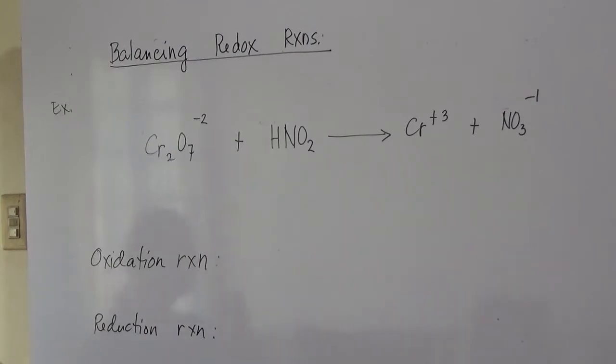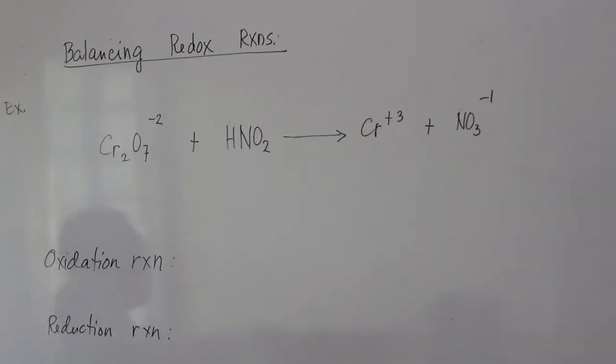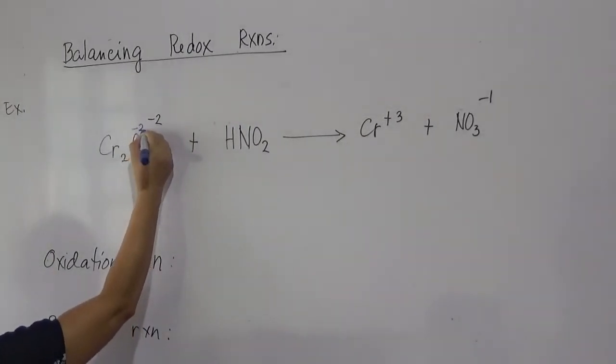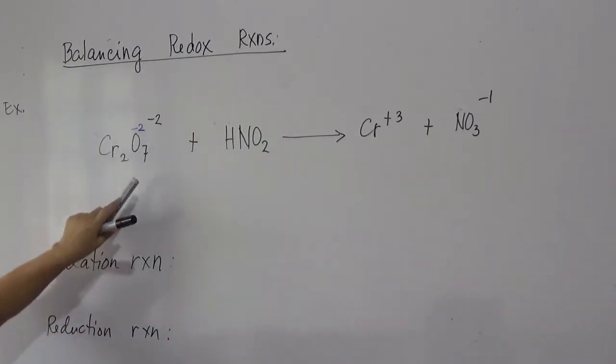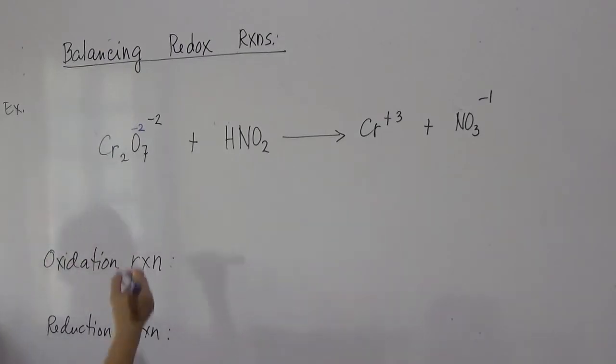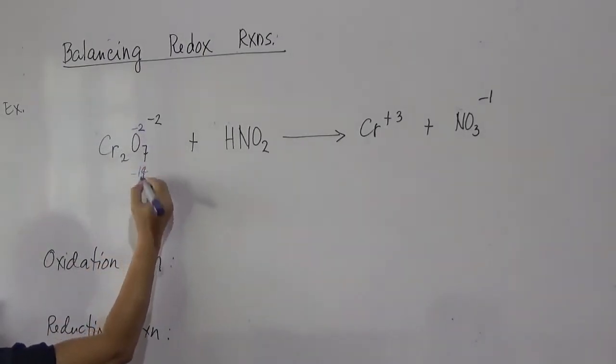Okay. The first one is we have dichromate, Cr2O7, and it is charged -2. One of the rules is the sum of the oxidation numbers of the atoms involved in the ion is equal to its charge. And we know that the oxidation number of oxygen is usually -2, except if it is a peroxide. So -2, and there are 7 atoms of oxygen. When you multiply, this becomes -14.